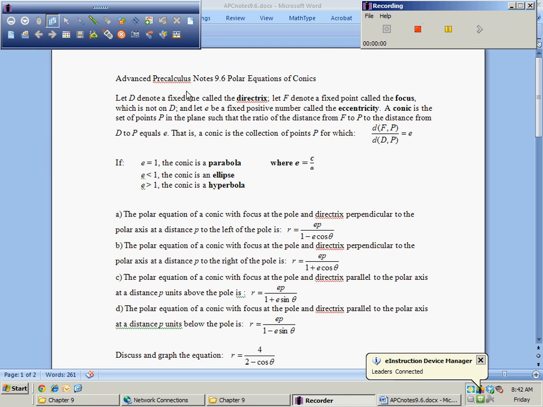a little bit. But it says, let D denote a fixed line called the directrix, and F denote a fixed point called the focus, which is not on D, and let E be a fixed positive number called the eccentricity. A conic is a set of points P in the plane such that the ratio of the distance from F to P to the distance from D to P equals E. That is, a conic is a collection of points P for which this is true.